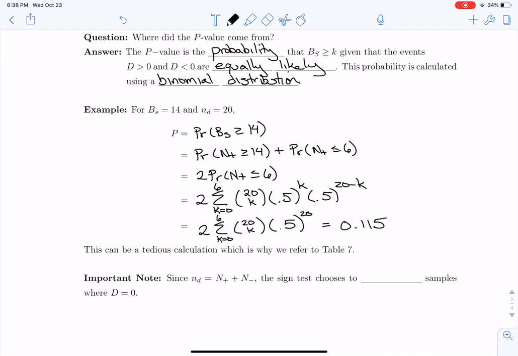One important note before we finish is that the sign test chooses to ignore samples where the differences are 0. And that's something to think about, whether that is something we should be doing or not. And that ends our lesson on the sign test.